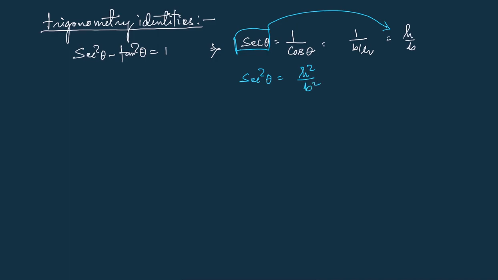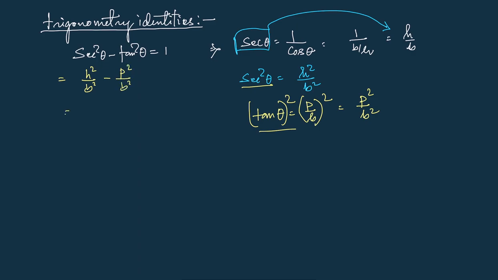Okay, similarly what is tan theta? Tan theta is equal to p by b. But tan square theta will be the square of p by b, so it is going to be p square by b square. Okay, so what I'm going to do is replace this sec square theta and this tan square theta here. It is equal to h square by b square minus p square by b square. So what is the LCM? LCM is b square. Then it is going to be h square minus p square.